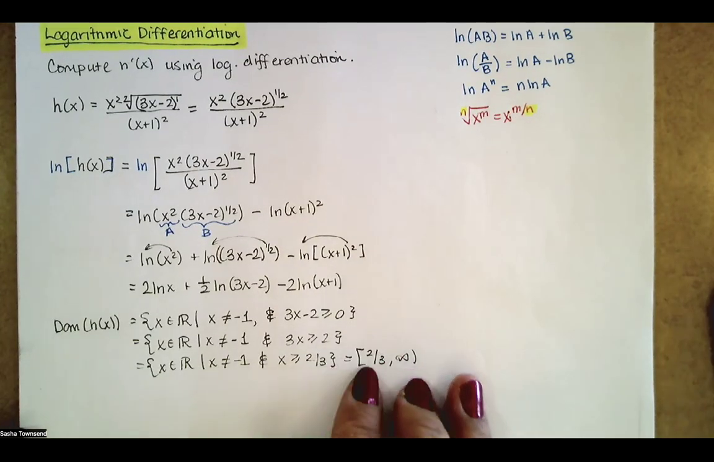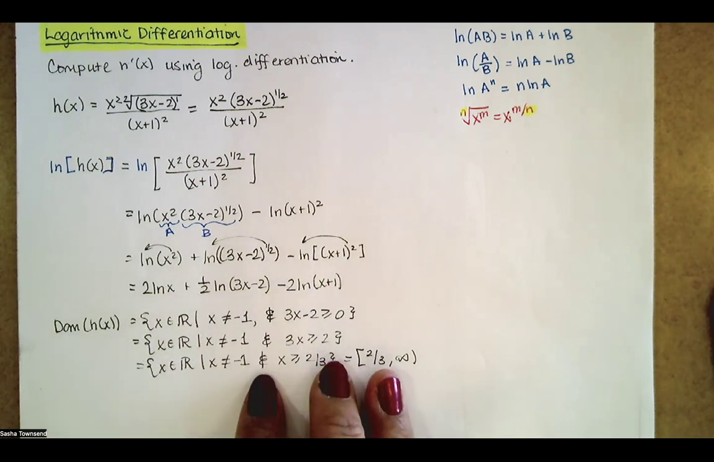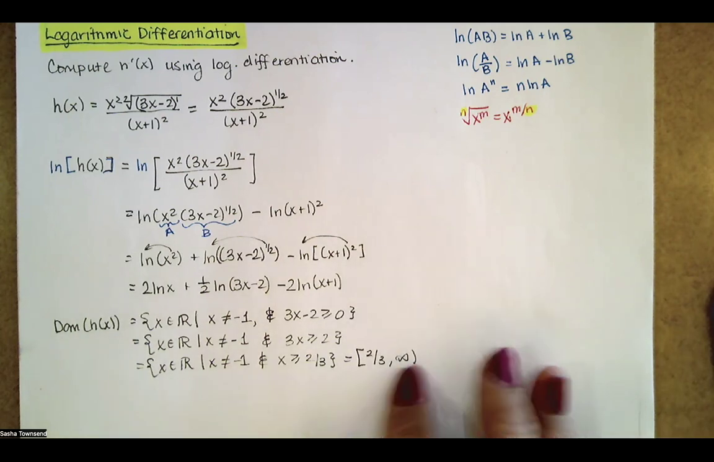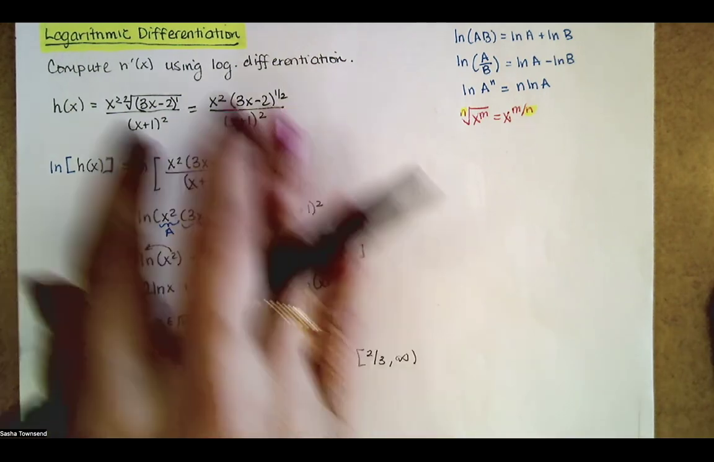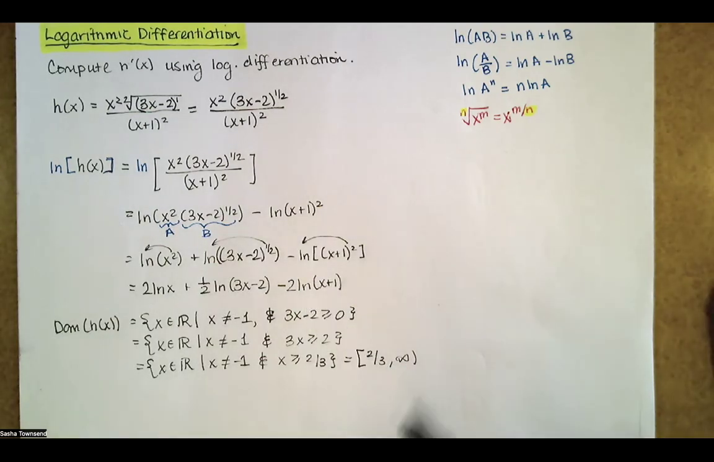I'm not sure that concerns us when we're computing the derivative though. Okay, so this is the domain of h. The domain of the log of h is all of these points except for that 2/3 at the beginning. And now we want to compute h prime by taking the derivative of both sides with respect to x.